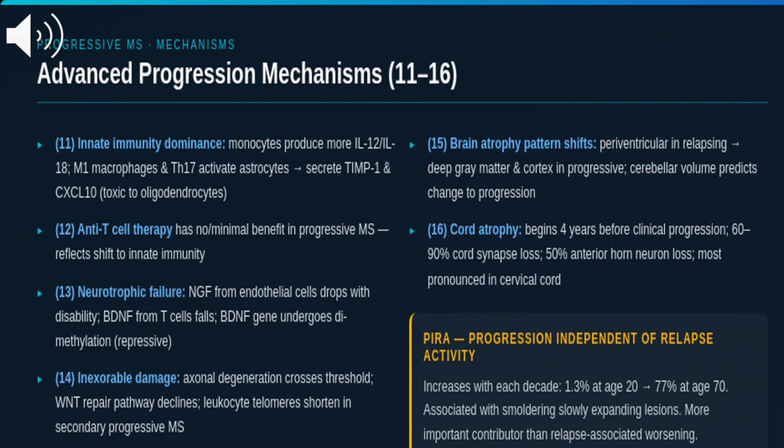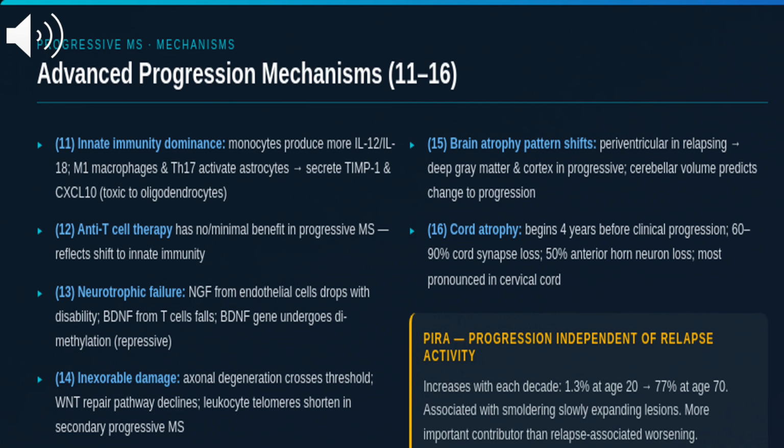The shift to innate immunity has a direct therapeutic implication. Anti-T cell therapies, which are effective in relapsing MS, have no or minimal clinical benefit in purely progressive MS. The disease has moved beyond the T cell phase. Neurotrophic failure is another critical mechanism. Nerve growth factor produced by endothelial cells drops with increasing disability. BDNF produced by T cells falls. Chronic stress, possibly including the stress of ongoing brain inflammation itself, reduces BDNF through methylation of the BDNF gene, a DNA repressive epigenetic modification. This means the brain's own repair signals are being silenced by the disease.